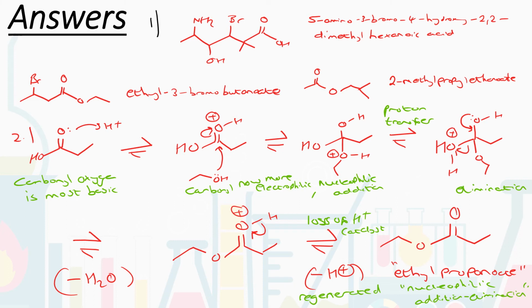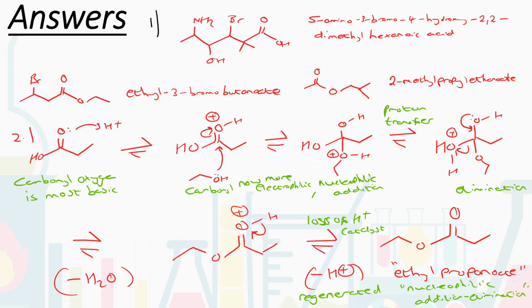So this is 5-amino, 3-bromo, 4-hydroxy, 2,2-dimethyl hexanoic acid. And remember, if we have multiple, we have to name it using the di, tri, tetra terminology, and also number every single one. So 2,2-dimethyl, not just 2-dimethyl.